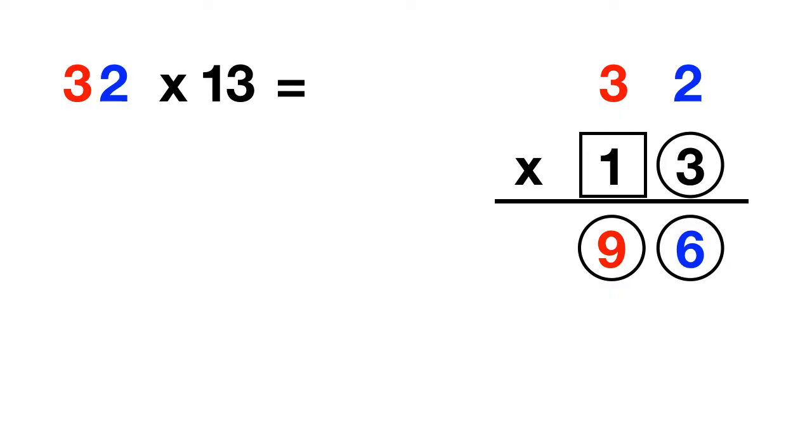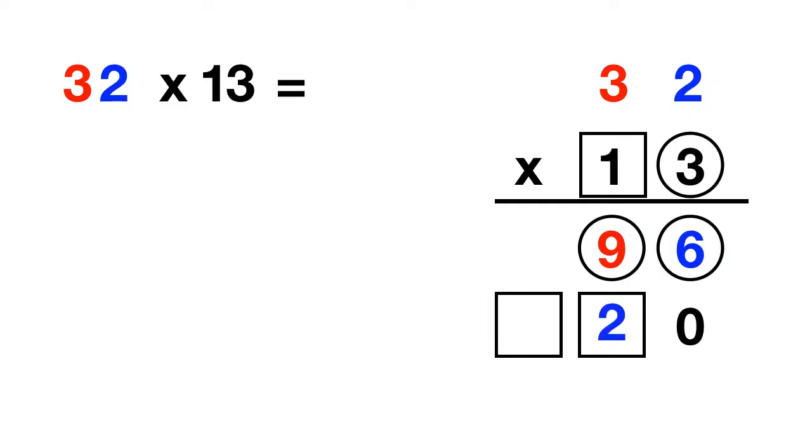To show that this 1 is in the tens place, we always put a placeholder 0 in our second row. Then we can start multiplying squares. We'll begin by multiplying the 1 by the 2. 1 times 2 is 2. After that, we can multiply 1 times 3. 1 times 3 is 3.